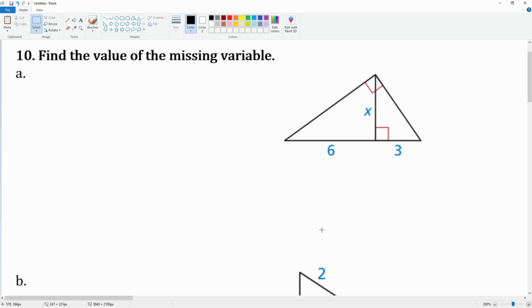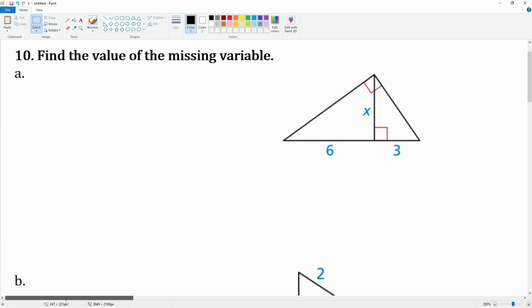Okay, there was a mix up with the number. This is the second 10, which is just the geometric mean stuff. So you're finding the value of the missing variable here. You have a triangle and an altitude that cuts through it. Basically, there are two right triangles in here, right?